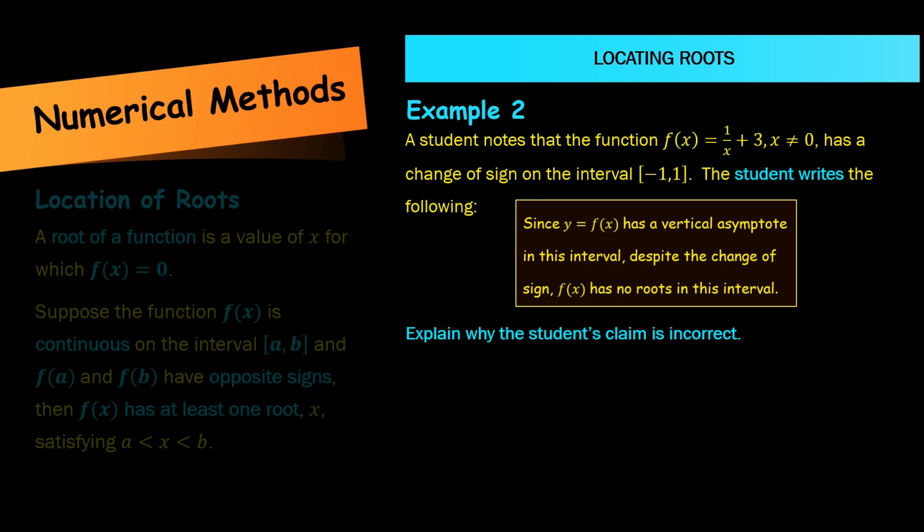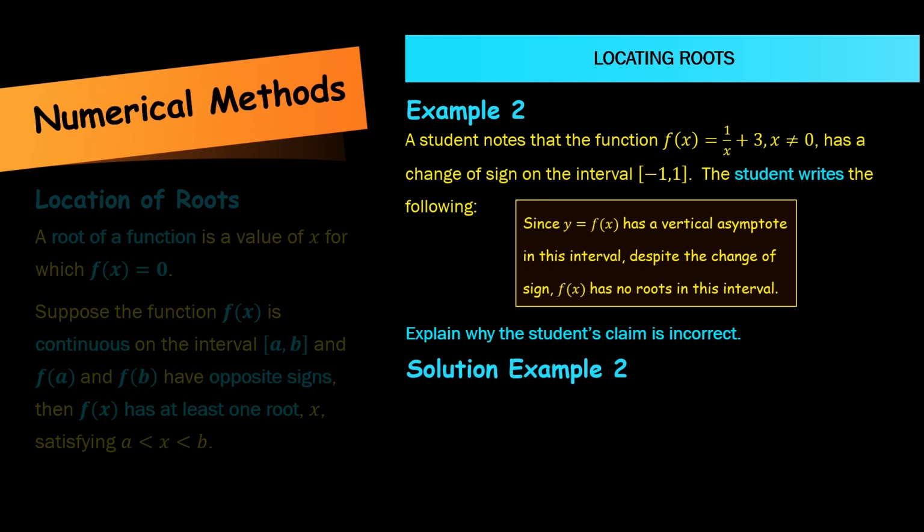In this example, a student notes that the function f of x equals 1 over x plus 3 for x not equal to 0 has a change of sign in the interval -1, 1. The student writes the following. Since y equals f of x has a vertical asymptote in this interval, despite the change of sign, f of x has no roots in this interval. Explain why the student's claim is incorrect.